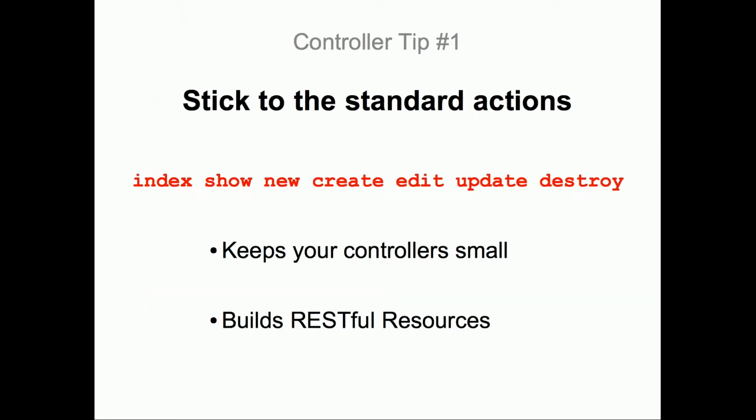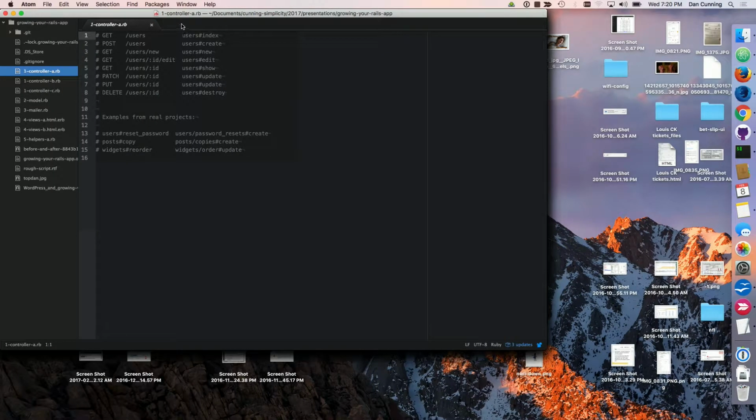So the controller tip number 1 is to stick to the standard actions. If you've touched any Rails app, those are the standard actions. It helps keep your controller small. A small controller is an easy controller to read. And an easy controller to read is a secure controller, hopefully, or it's less likely something's hiding in there. And just kind of a RESTful resource, that's a high-level thought, but let me give you some code.